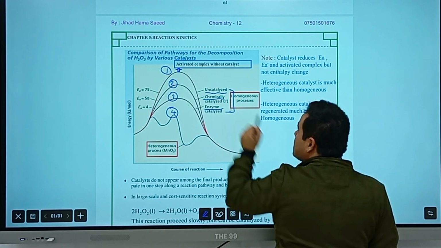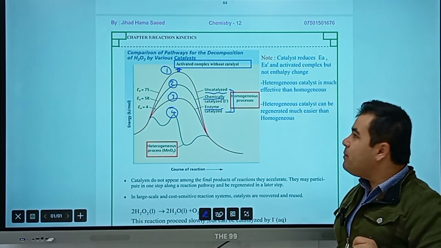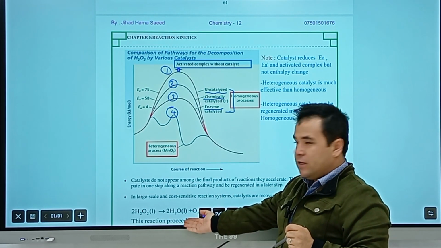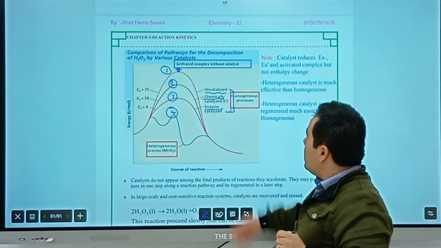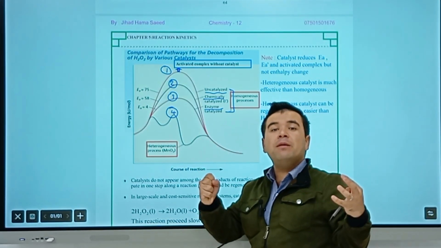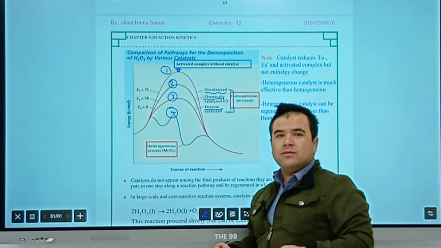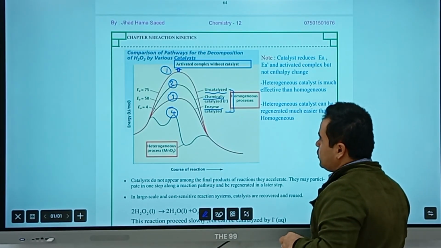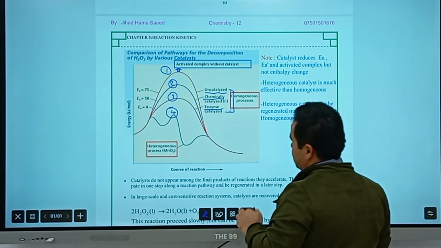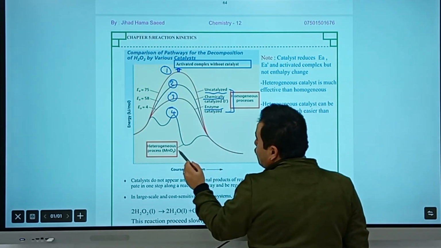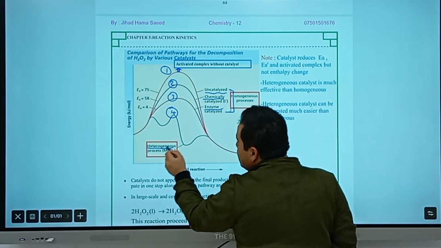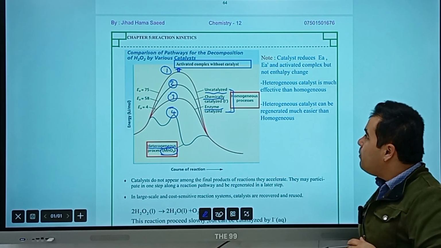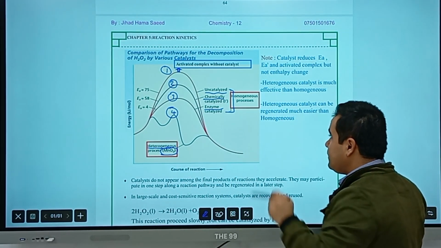This process we call a homogeneous process. Why? Because the enzyme and chemicals, we have examples I'll be showing, have the same phase as the reactants in the reaction. That's why they are a homogeneous reaction or homogeneous catalyst. The last one, the fourth one, is a heterogeneous process or heterogeneous catalyst, like MnO2, manganese dioxide.